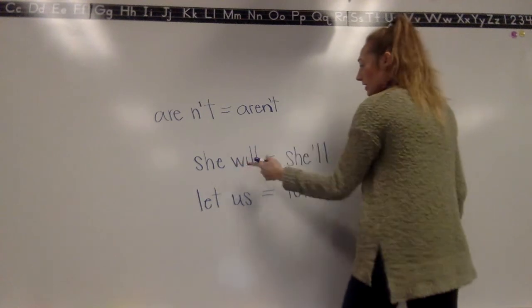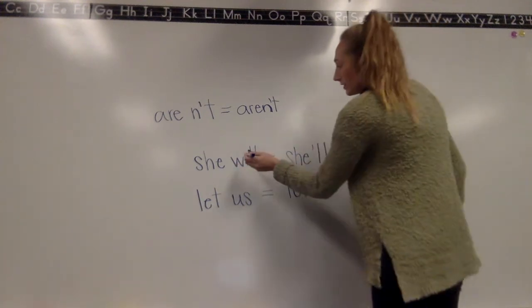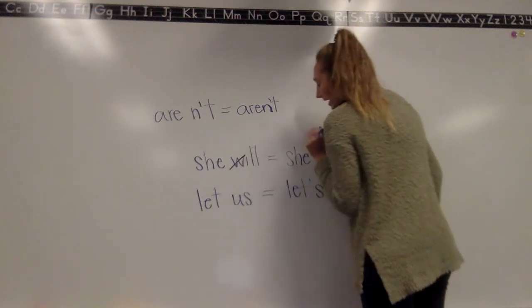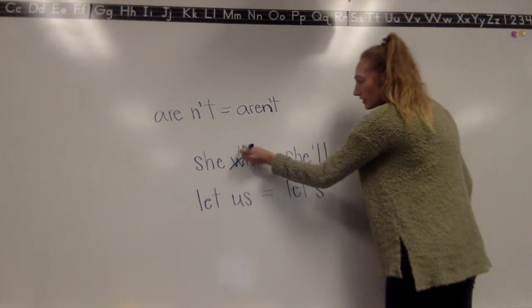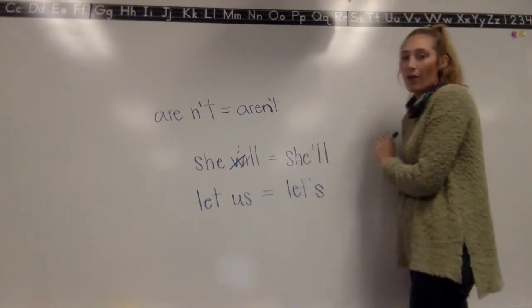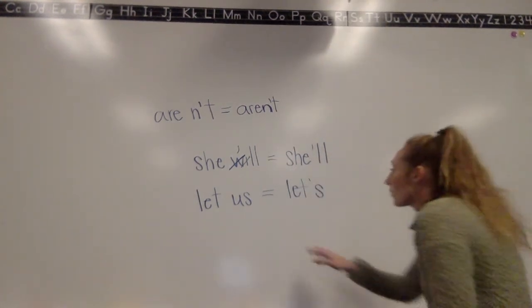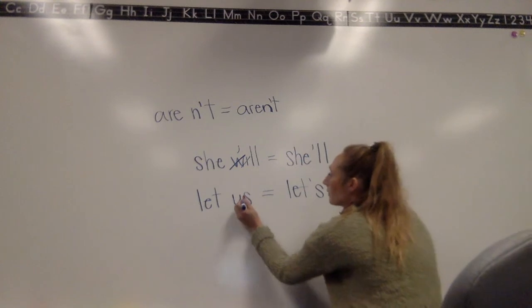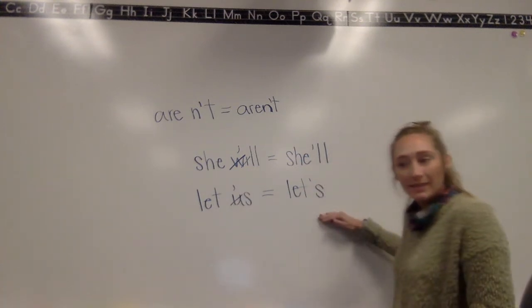So for she will, we take out the W and the I, and we add an apostrophe in its place for she'll instead of she will. And then for let us, we take out the U and add an apostrophe in its place for let's.